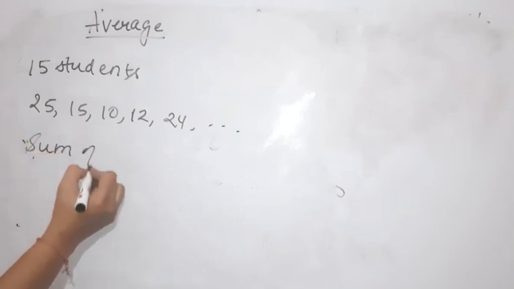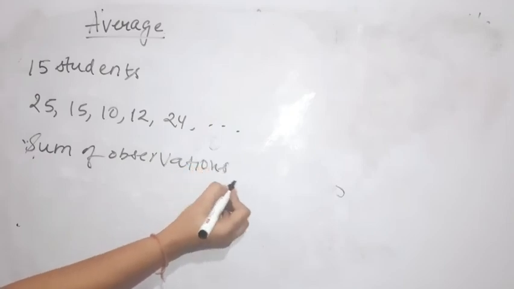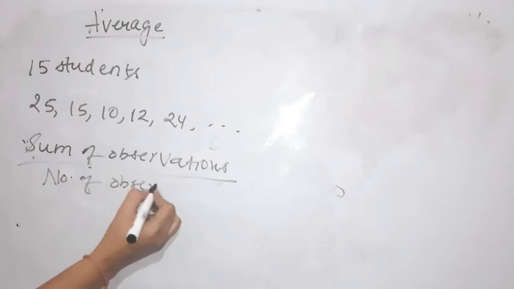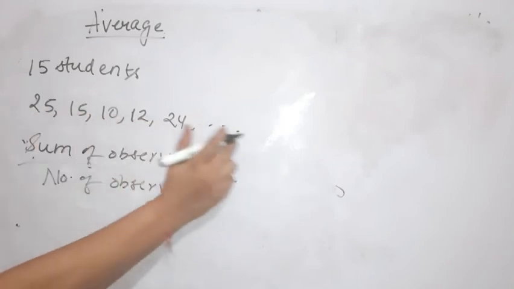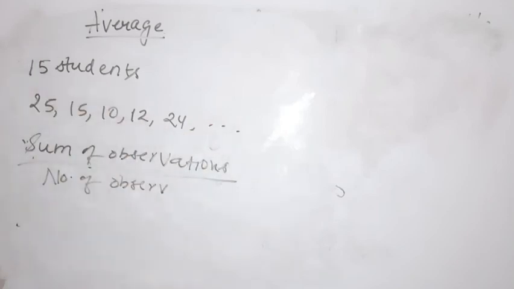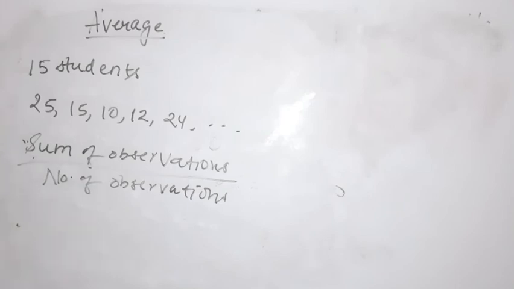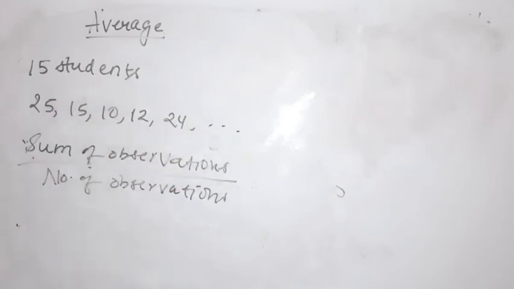Sum of observations upon number of observations. Sum means you have to add all the observations, all the numbers or all the values which are given in the question. And number of observations means you have to count how many values are given to you: 1, 2, 3, 4, 5, 6. Like this you have to count. So this is the formula for average: sum of observations upon number of observations.